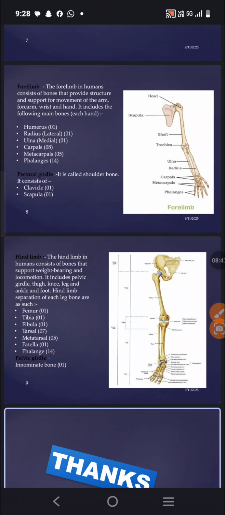And the last, the pelvic girdle. The pelvic girdle consists of the innominate bone. The number of innominate bones is 2.